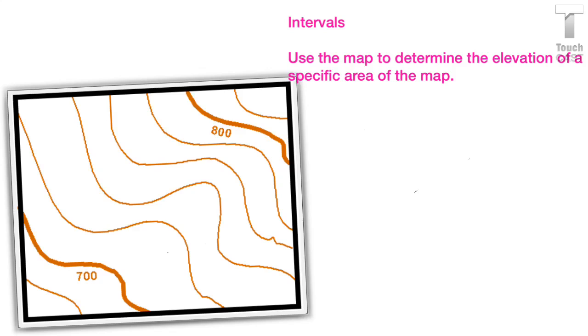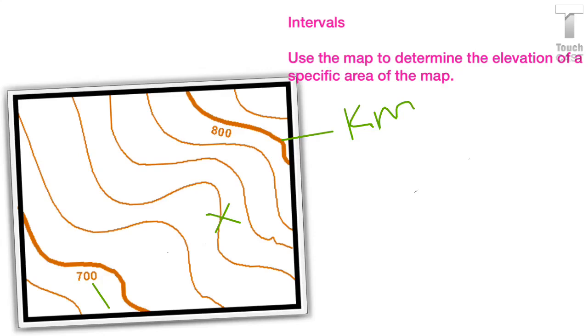So if we zoom in on a topographic map, and look closer at the contour lines, you'll notice that they have numbers on them. Okay, these are called intervals, and we use these intervals to determine the elevation of a specific area of the map. So this area right here with the 800 lets us know that that's 800, and let's just say this is kilometers, okay? So that area is 800 kilometers. This area is 700 kilometers, but I want to know what it is right here.